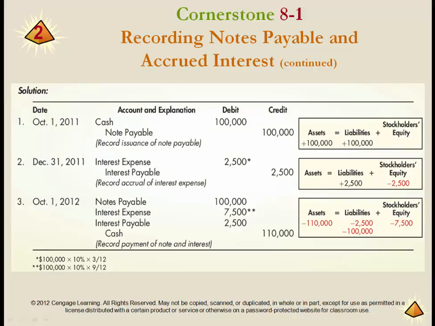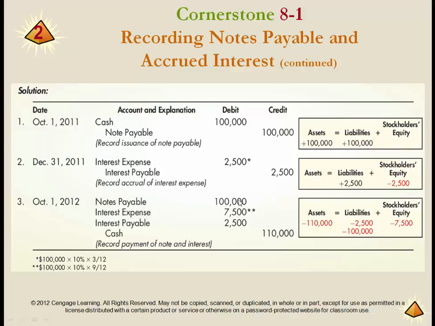The second entry is where they accrue the interest that they owe. And the calculation you can see on the bottom here is 100,000, so that's principal, times interest, 10%, times time, which is 3 divided by 12. And notice all these interest rates are always quoted as a year. So that's why you see this, and you have a total of 3 months in 2011 and 9 months in 2012. Okay, that's where the 2,500 comes from.